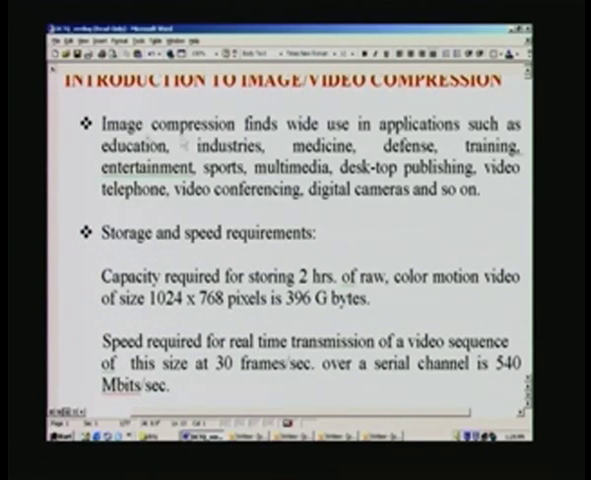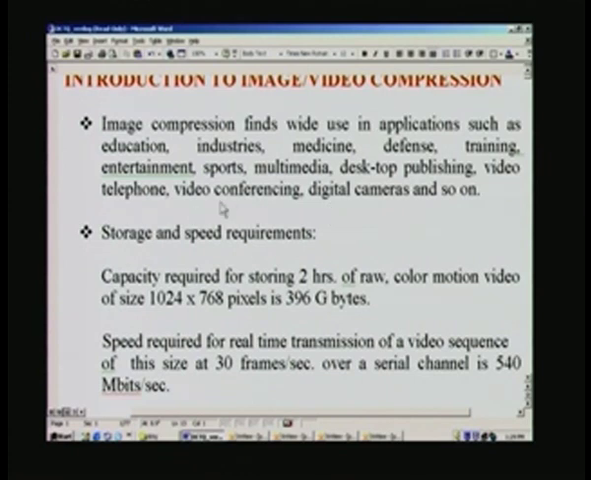Image compression finds wide use in applications such as education, industries, medicine, defense, training, entertainment, sports, multimedia, desktop publishing, video telephone, video conferencing, digital cameras, and so on. There is an innumerable scope for applications, especially in image as well as video. The differentiation between image and video is that an image always refers to a still picture, whereas a video is a series of such pictures, one different from the other only by a slight amount, depending upon the actual motion involved.